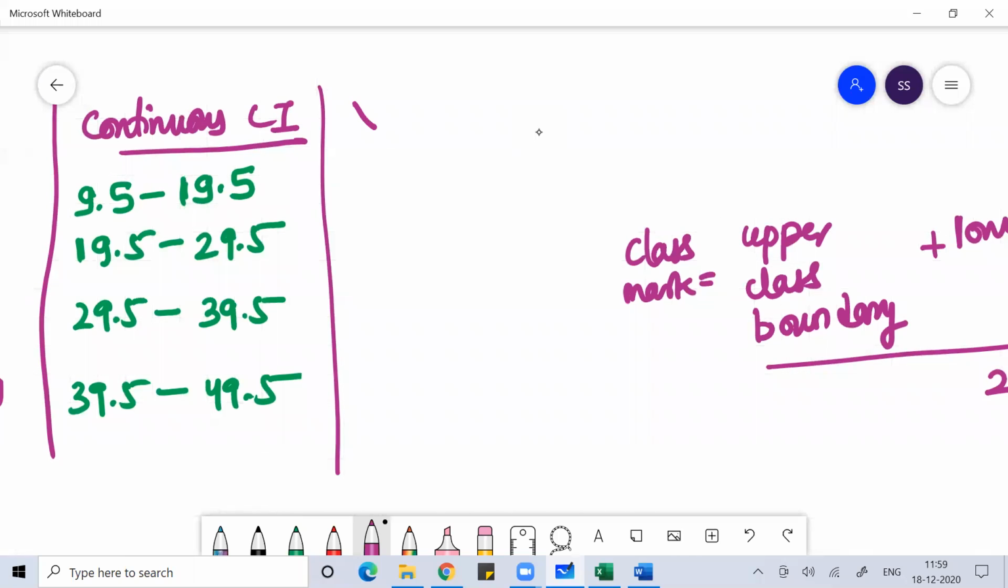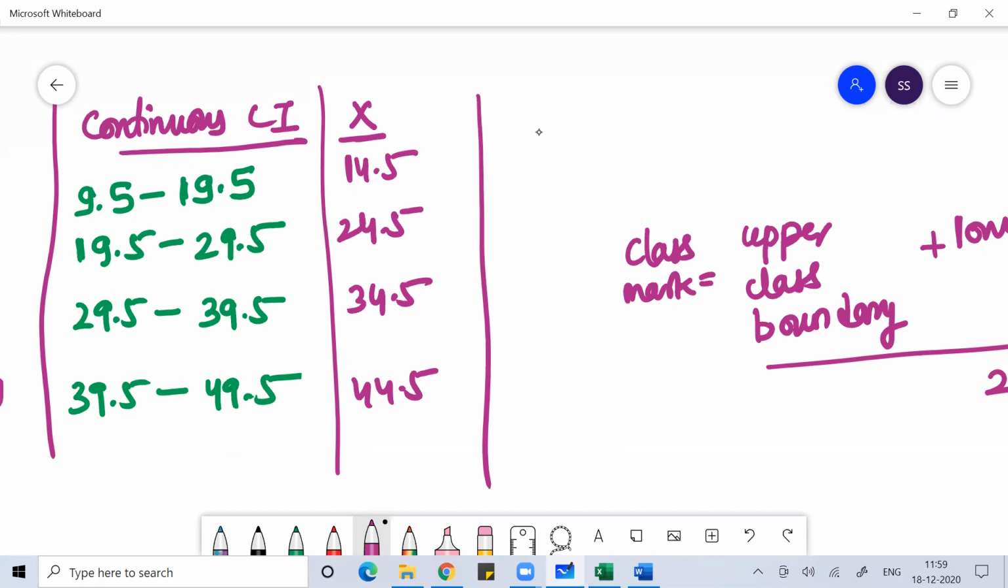Normally we represent this with the X symbol. So that means 19.5 plus 9.5 divided by 2. So 9 plus 19 is 28, and 0.5 plus 0.5 is 1, so 29. 29 by 2 is 14.5. So you'll get 14.5, then 24.5, 34.5, 44.5. This is called class mark, the midpoint.